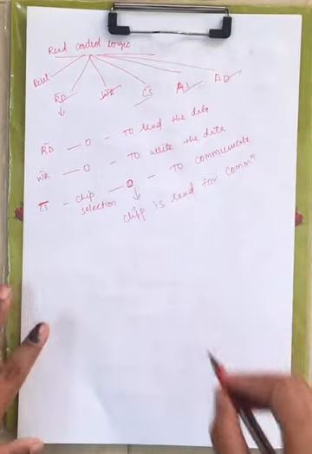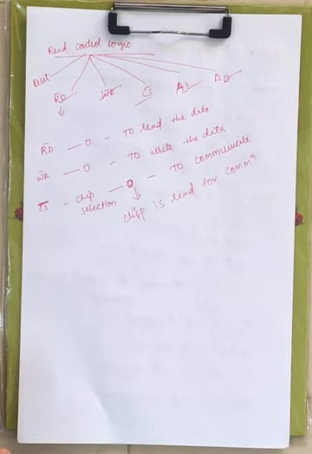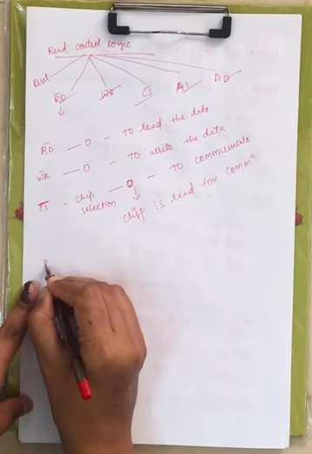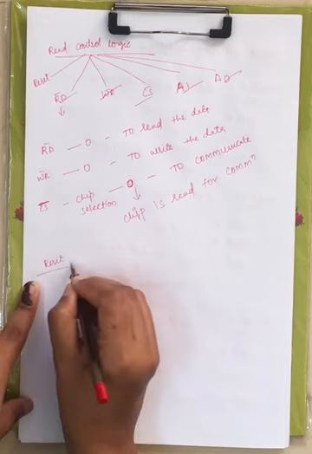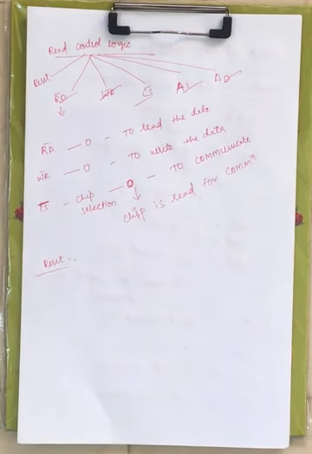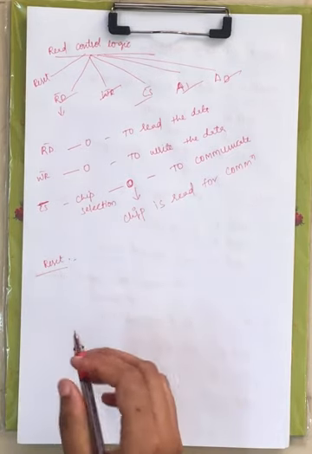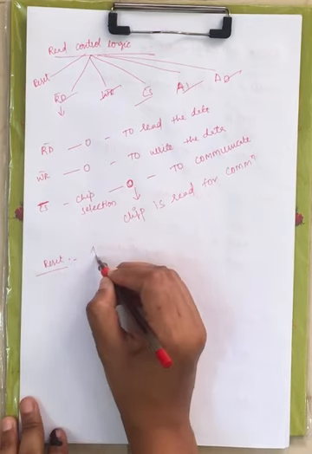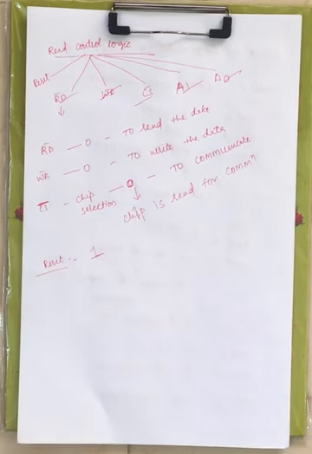Now these two are address lines. A1 and A0 are address lines. And next we have reset. This is an active high signal, so this should be logic 1.